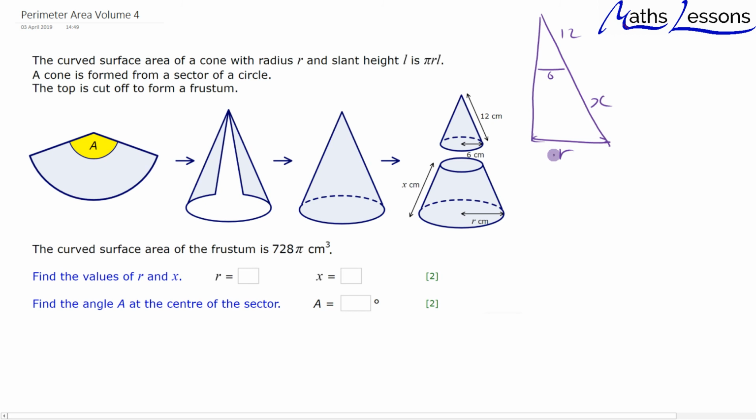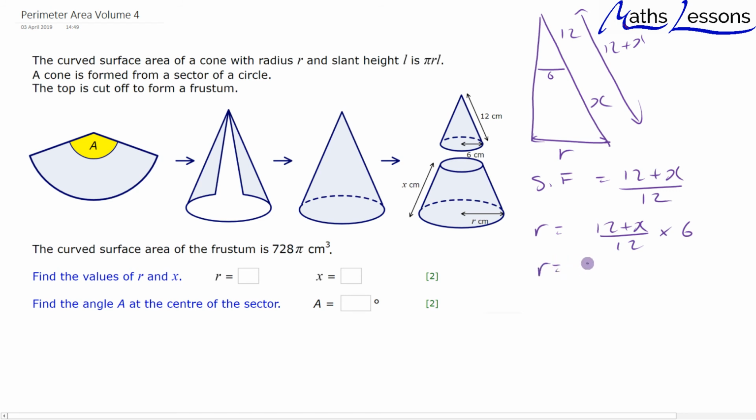So therefore we can work out the scale factor of enlargement, because the whole length here is going to be 12 plus x, and the original length was 12. So the scale factor that we're dealing with here is 12 plus x over 12. So therefore r will equal 12 plus x over 12 times by 6, which simplifies to 12 plus x over 2. Cancel the 6 out with the 12. We get 12 plus x over 2.